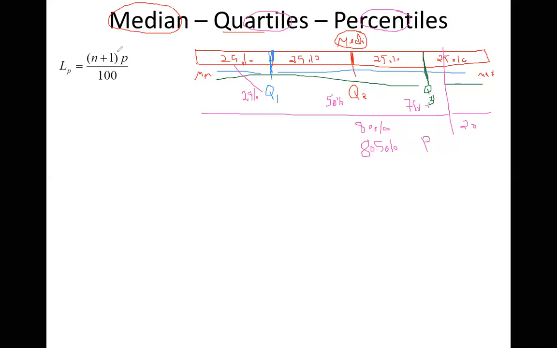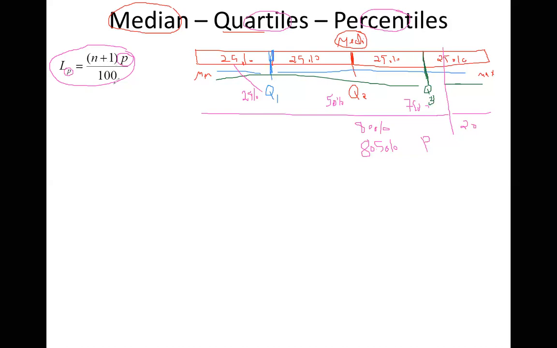Now I'm introducing this formula to find the position of any percentile, quartile, or the median in the data. P means the percent of the data less than the measure which you need to find. This formula finds the position or the location of the median, quartiles, or percentiles in the data. The location for any percentile P equals (n plus 1) times P divided by 100.